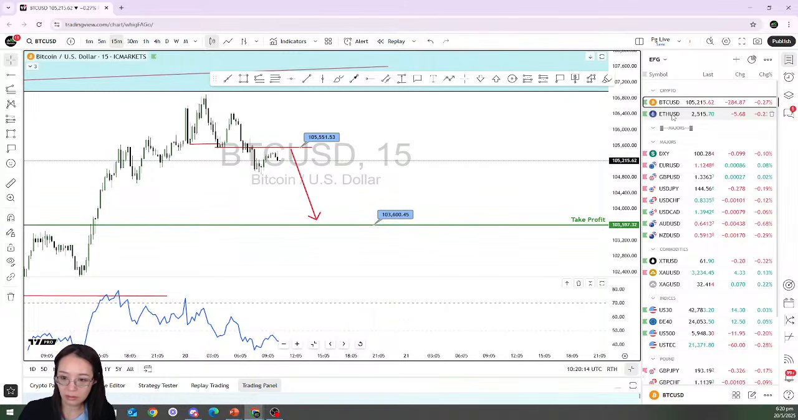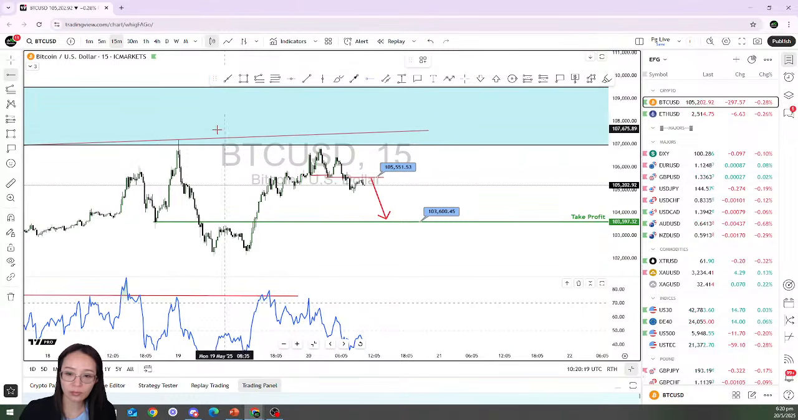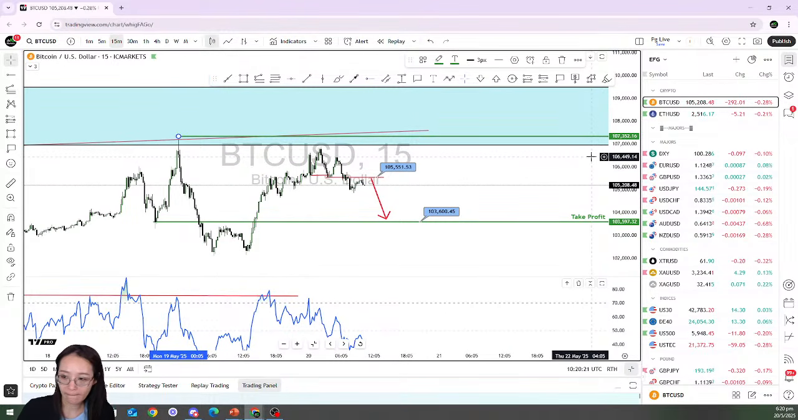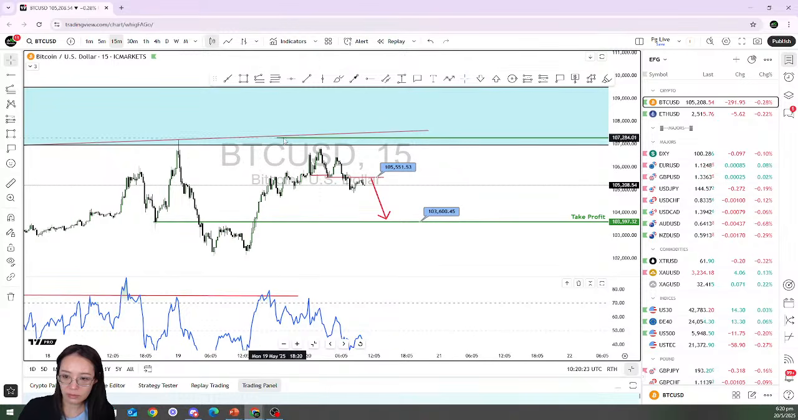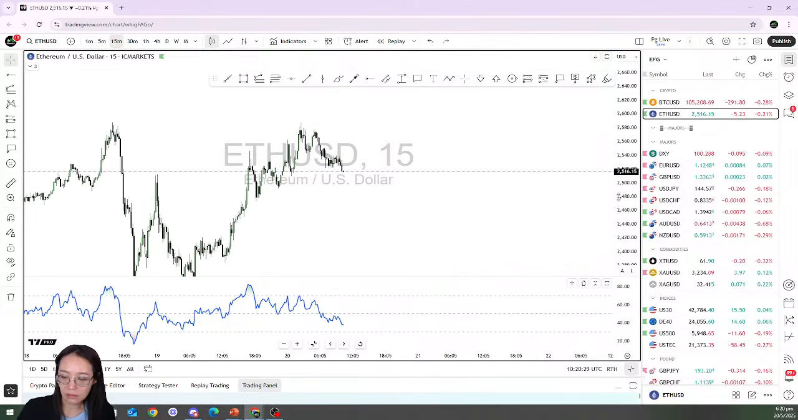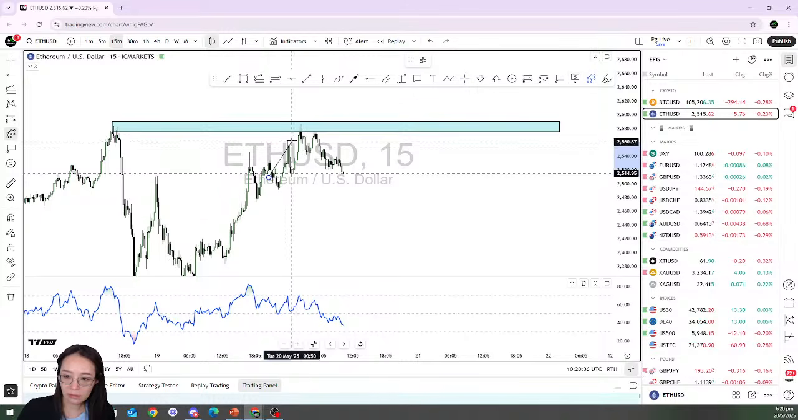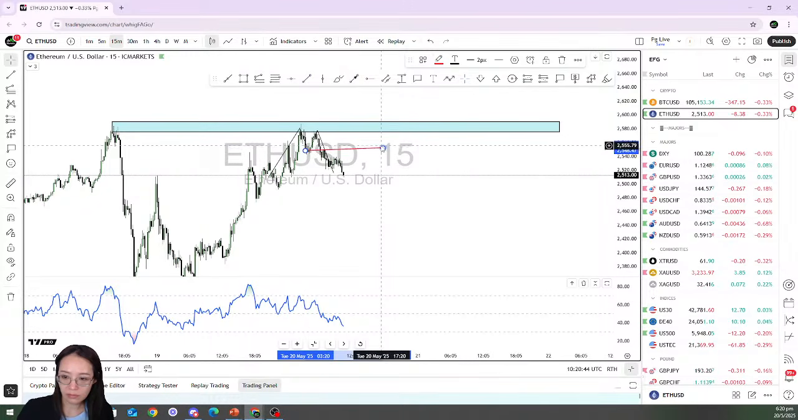ETH. Okay, this is the price, and you take profit here. Where's the stop loss? You put it above this swing high, not this swing high, this swing high. Ethereum. This is the resistance level, right? Price already made the M pattern, so you need to sell. Price breaks below, you want to sell somewhere around here.